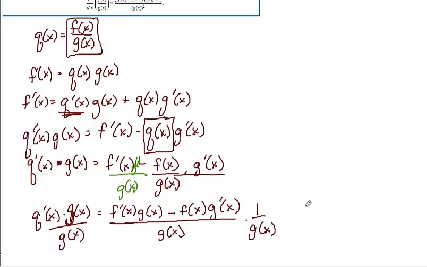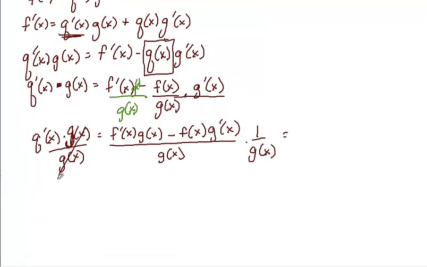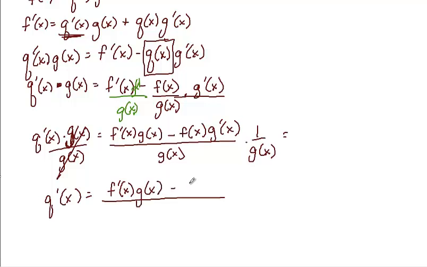I'll just do it from here. Q prime of x equals f prime of x, g of x minus f of x, g prime of x, over g of x.